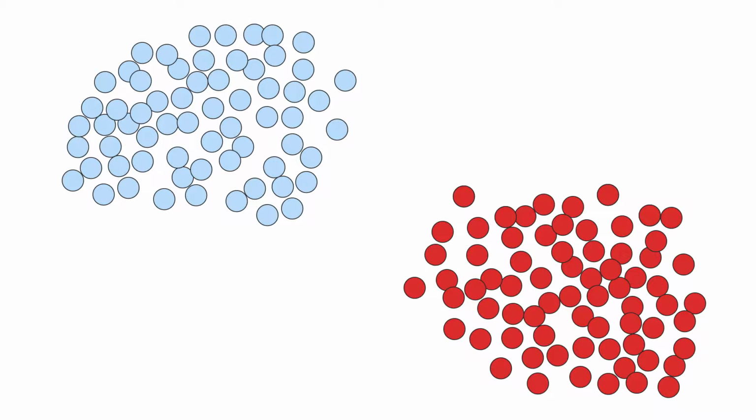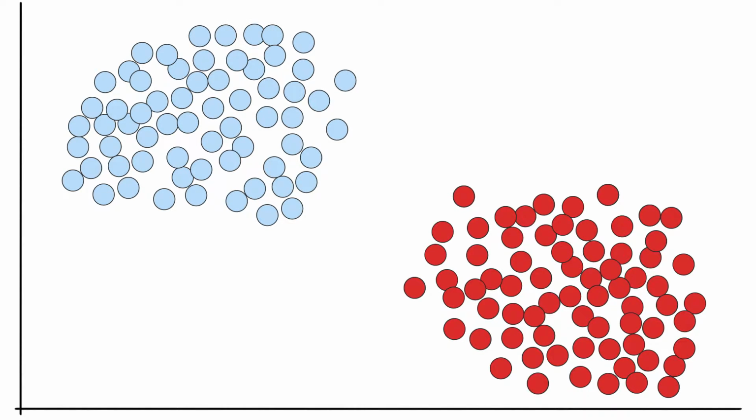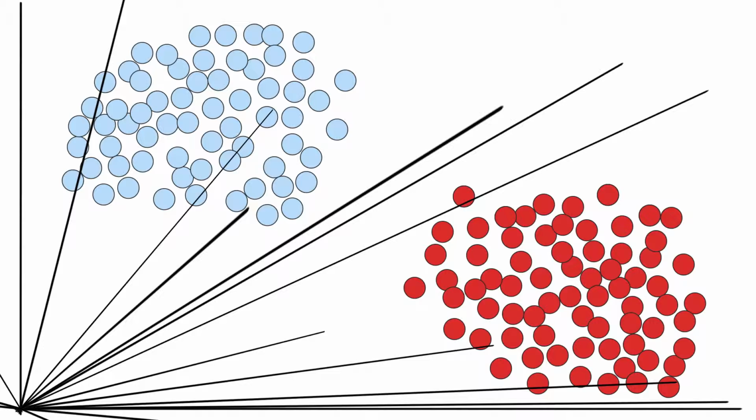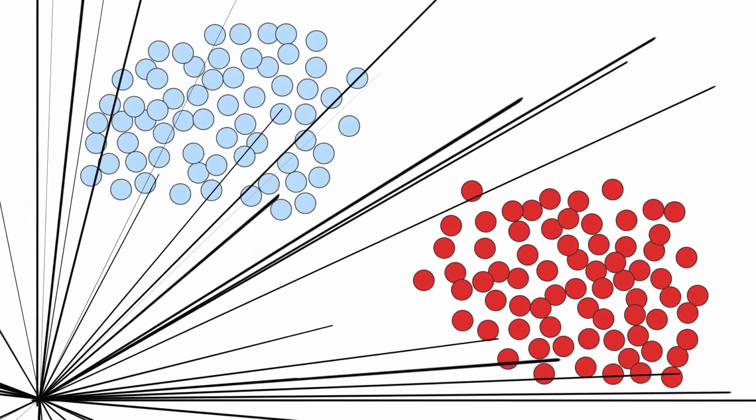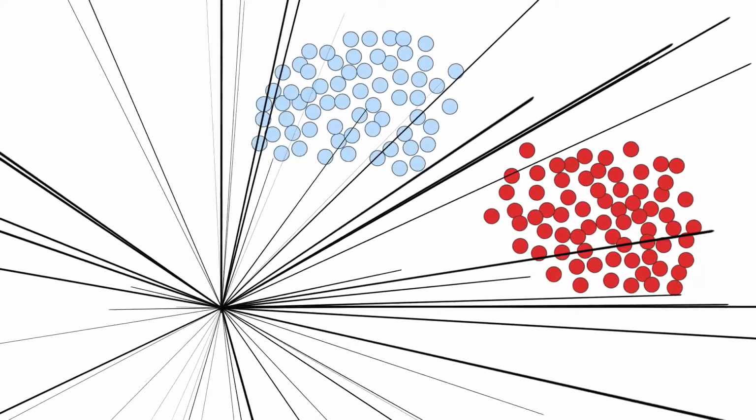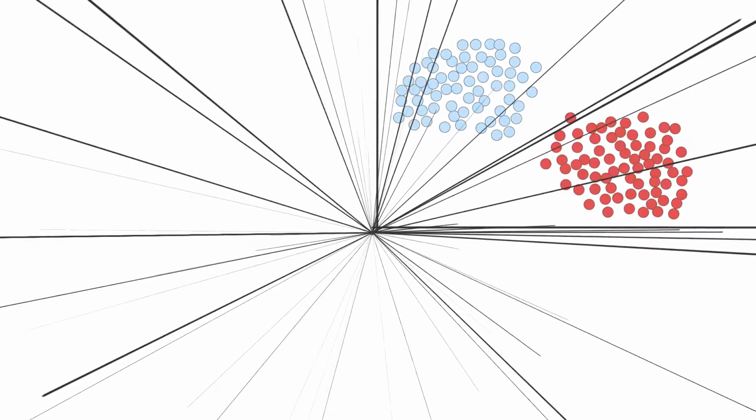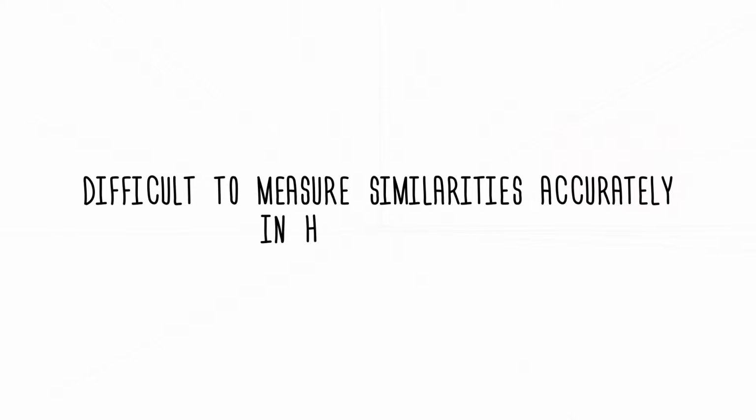This idea is nice in principle, but it looks great only in two dimensions, the x-axis and the y-axis. In reality, this picture takes place in a very high-dimensional space. It has as many dimensions as there are movies, about 17,000. And there is one problem. It becomes difficult to measure similarities accurately in high dimensions.